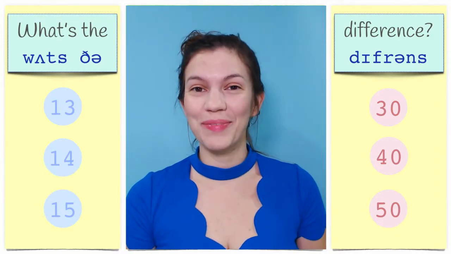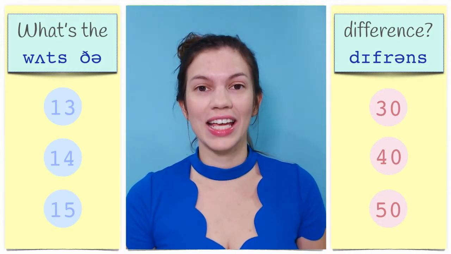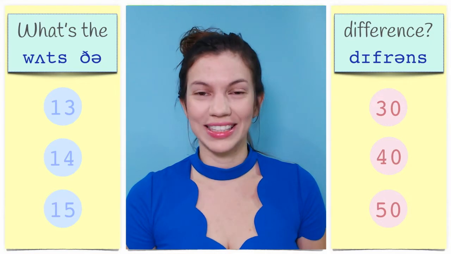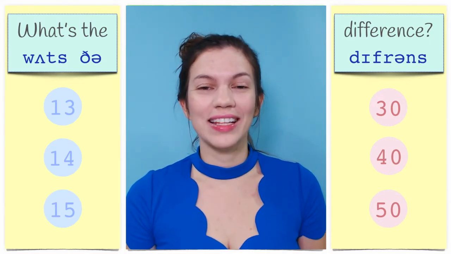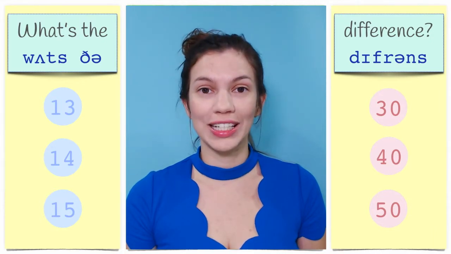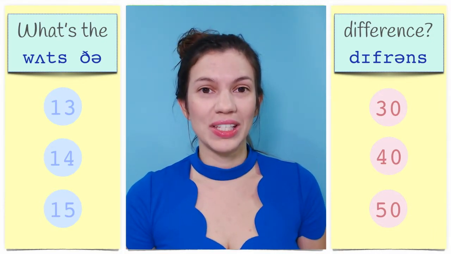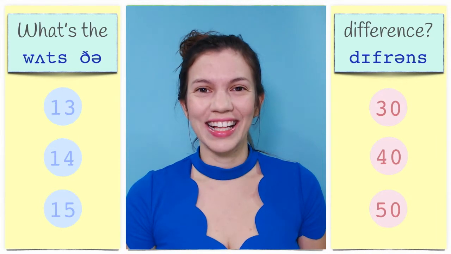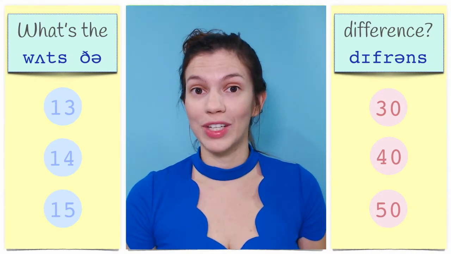Hi everyone, it's Monica from #GoalsEnglish, and in today's What's the Difference lesson, we'll be looking at the difference between numbers in the teens, like 13, 14, 15, and numbers that are multiples of 10, like 30, 40, 50.